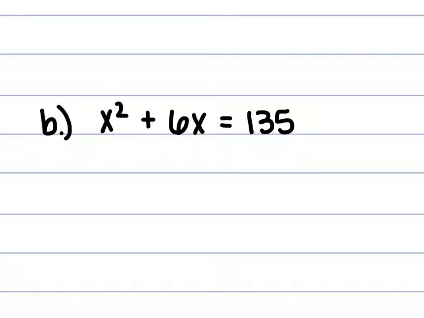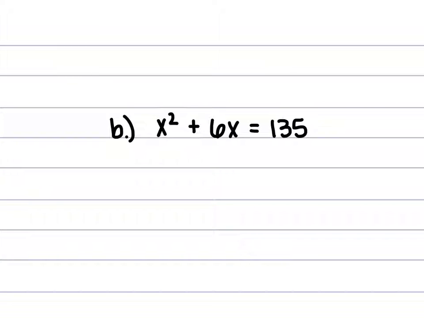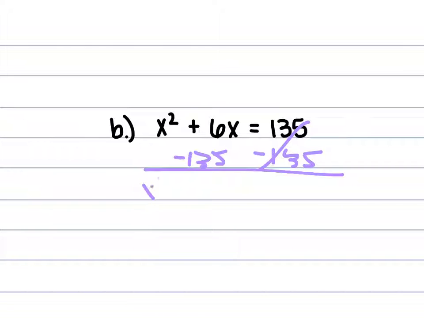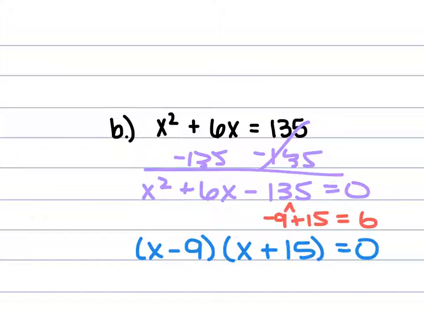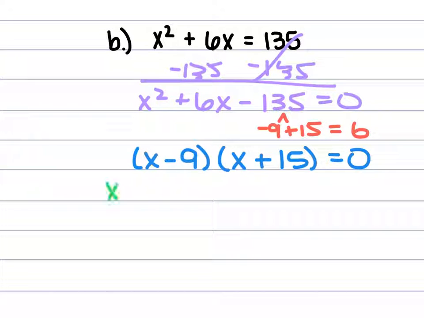For b, we have x squared plus 6x is equal to 135. Subtract the 135 from each side. We have x squared plus 6x minus 135 is equal to 0. The factors of negative 135 that add up to be a positive 6. You have a negative 9 and a positive 15 that give us a positive 6. So this is going to be x minus 9 times x plus 15 is equal to 0. Set them both equal to 0, so x minus 9 is equal to 0, x plus 15 is equal to 0. Solve for x for each.